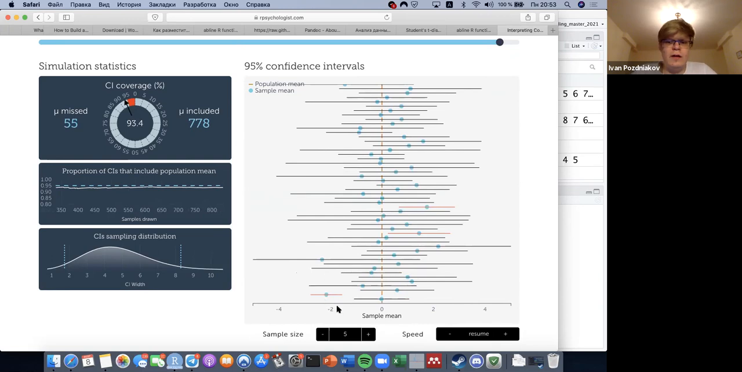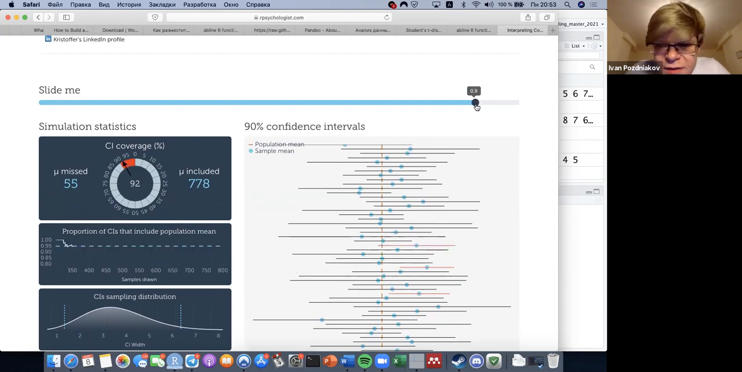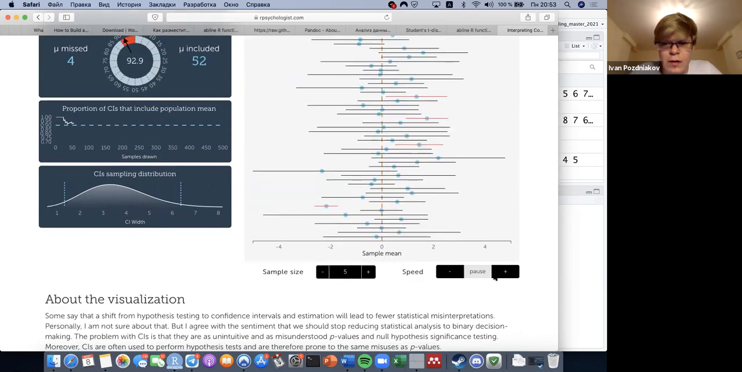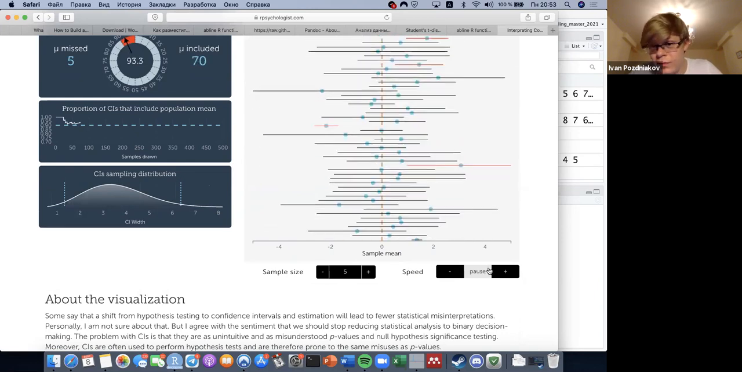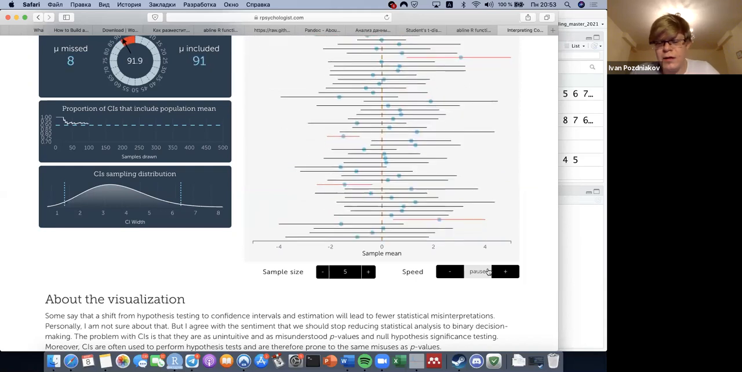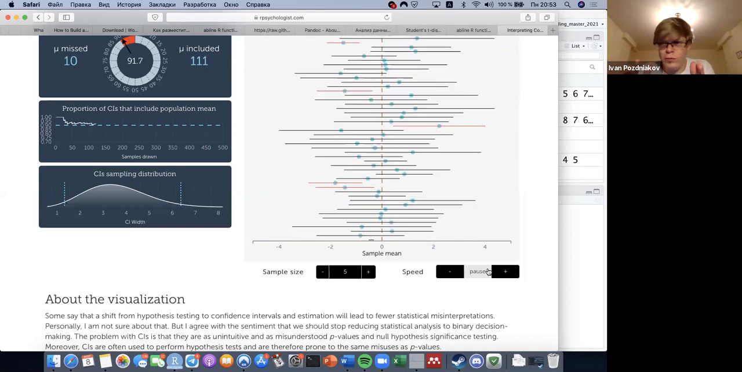And also, how can you control these intervals? For example, you can decrease your confidence. If you decrease your confidence, you can make mistakes more often, and it actually means that you can make the intervals more narrow.